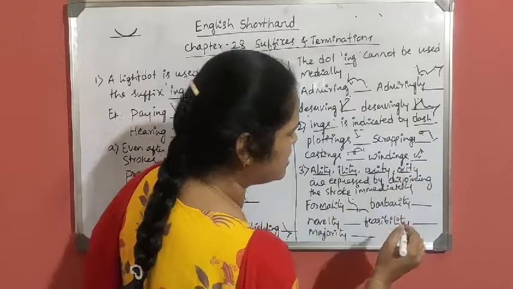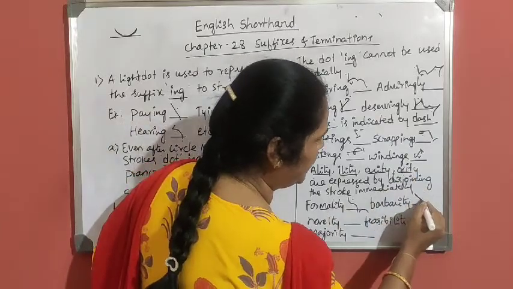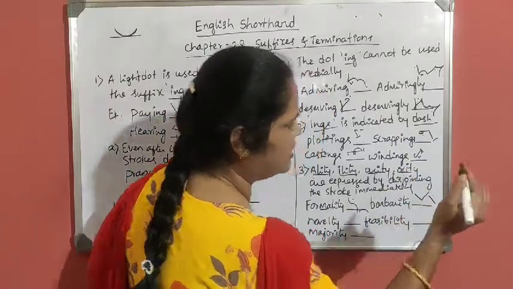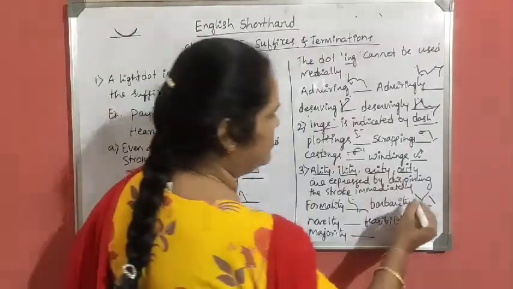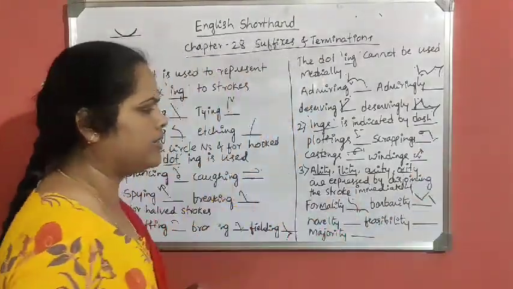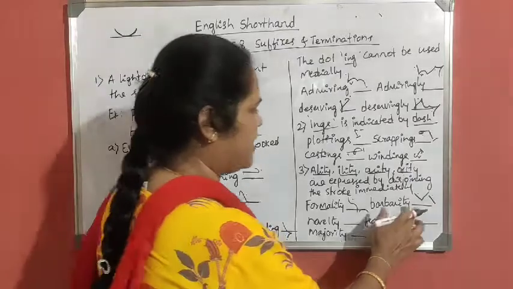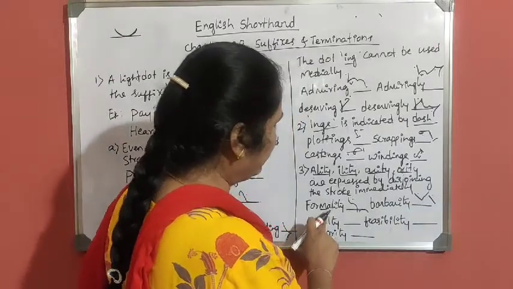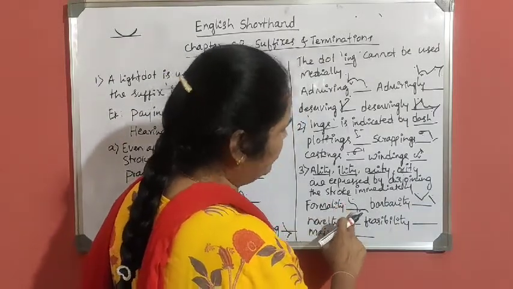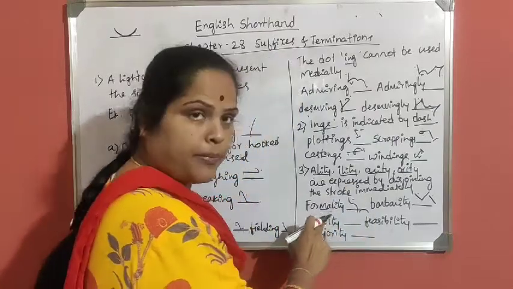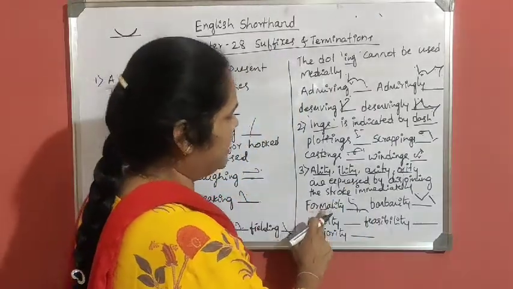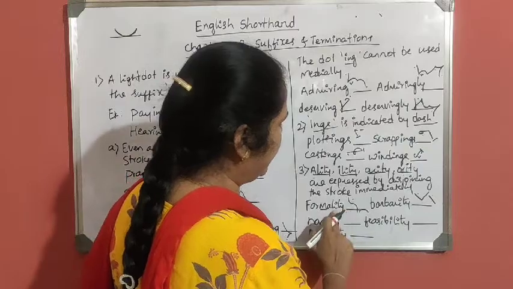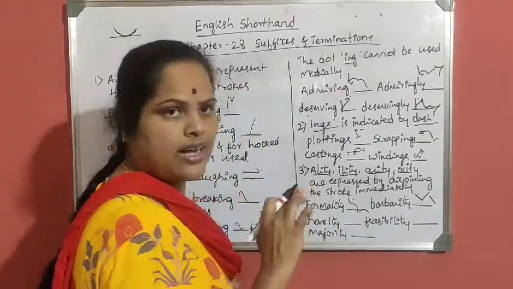If you disjoin the M, this stroke, it is understood that ALITY sound is there. Formality. Next is barbarity. B is disjoint. It is a little bit confusing. Please see carefully. Here for formality, F and R I wrote, M is disjoint. If M is disjoint, it means ALITY sound is there. That is understood.